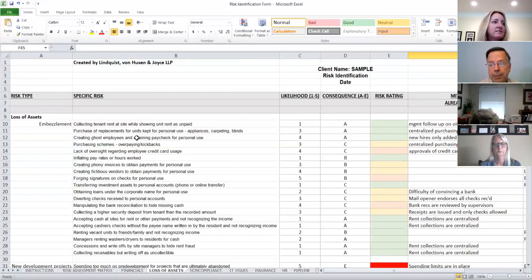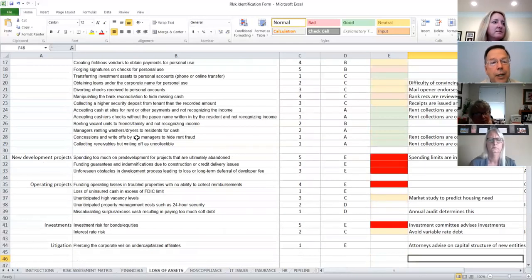But a lot of embezzlement. So I grouped these risks in the areas of embezzlement. There's like 29 of those risks. Again, a big focus of auditing is kind of trying to look for some of this type of thing. Then on the new developments, we have a potential loss of assets when it comes to spending too much money on properties that don't end up going anywhere. During pre-development, they're abandoned.